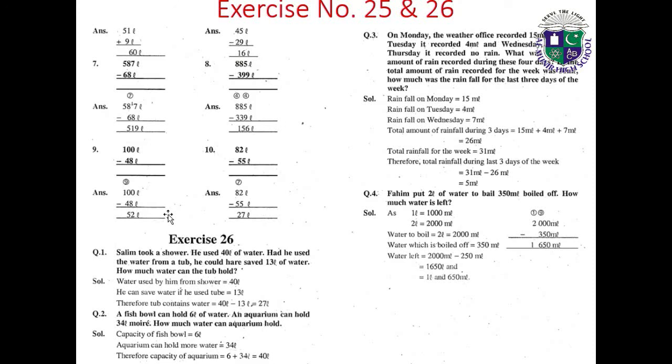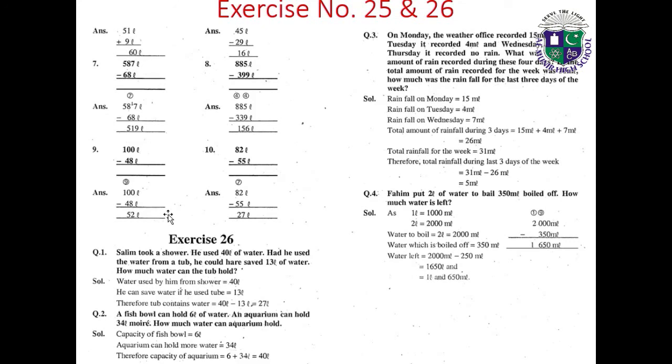A fish bowl can hold 6 liter of water. An aquarium can hold 34 liter more. How much water can the aquarium hold? Capacity of the fish bowl is 6 liter. The aquarium can hold 34 liter more water. Therefore, capacity of the aquarium is 6 plus 34 equals 40 liter.